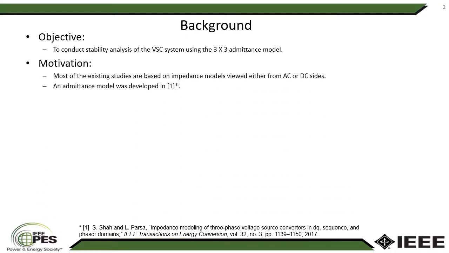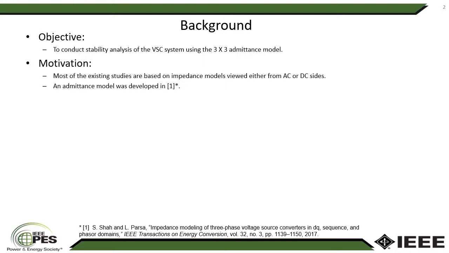Our work was motivated by the fact that most of the existing studies are based only on impedance models that are viewed either from the AC or DC sides. However, an admittance model was developed to overcome this problem. It's a 3x3 admittance matrix model that can incorporate both AC and DC viewed admittance at the same time. It allows us to model the VSC independent of its AC and DC side networks, and it can show the coupling effect between the AC and DC side networks.